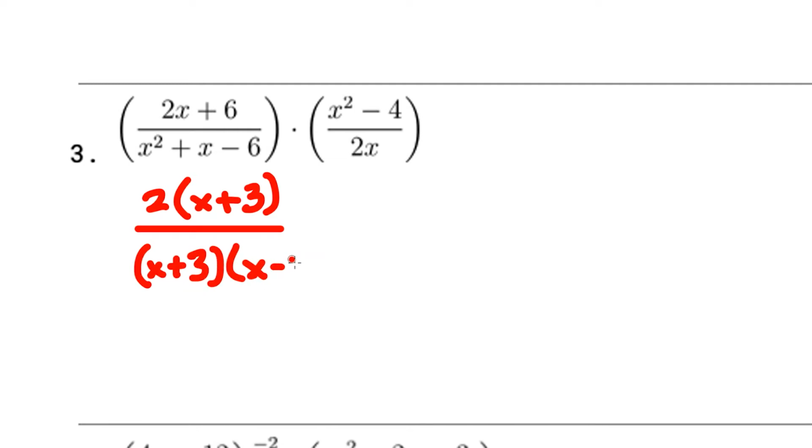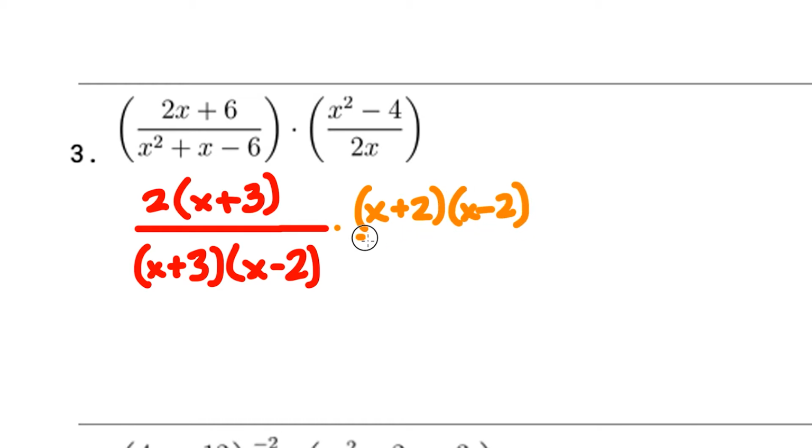So we're going to have x plus 3 and x minus 2 for those 2 factors there. And then I like to check my work a little bit just to make sure that they all work out. Looks like this one works. All right, and then I'm going to factor using difference of 2 squares here. So you're going to have x plus 2 times the quantity x minus 2. And then we're going to divide this all by 2x.